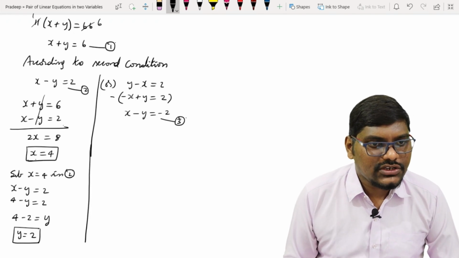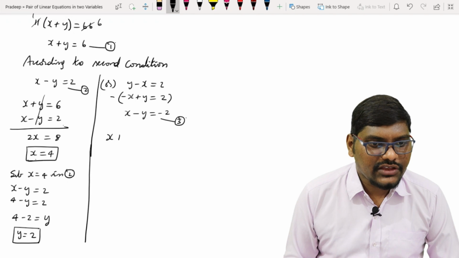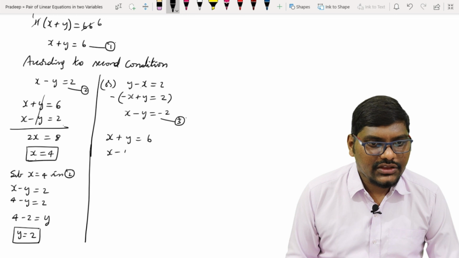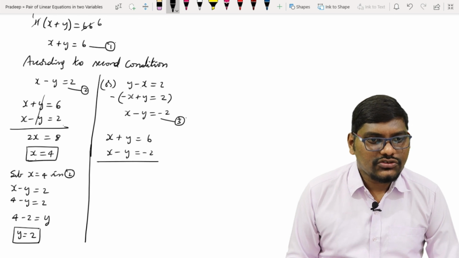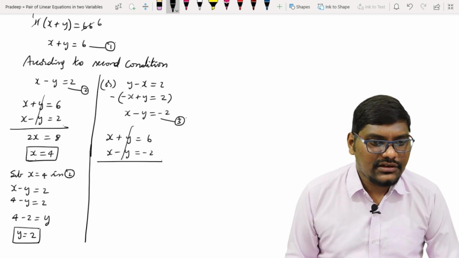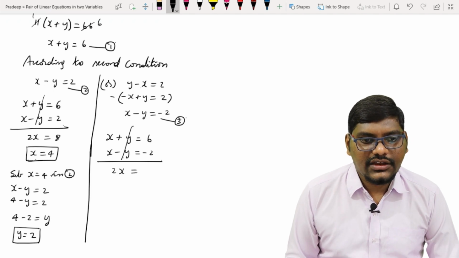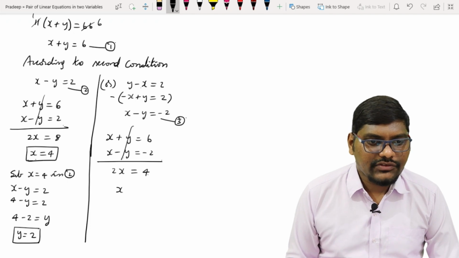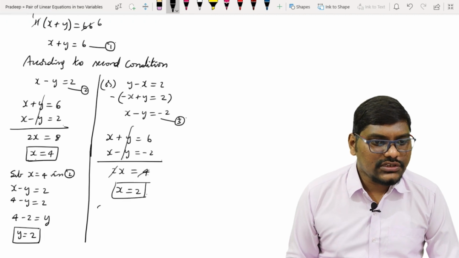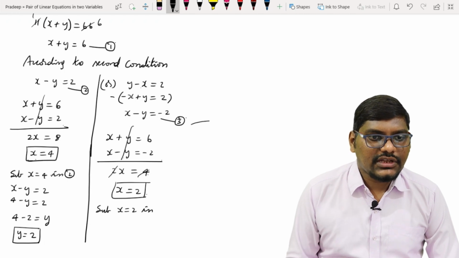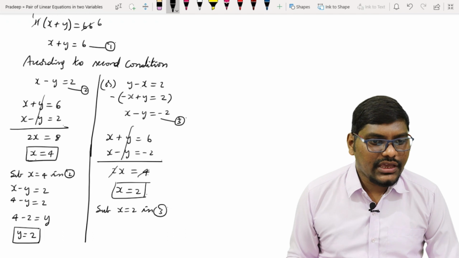The same thing we will do here also. For that, I can write the first equation as x plus y equal to 6, and the third equation is x minus y equal to minus 2. We'll solve this. Plus y and minus y get cancelled, so this is 2x equal to 6 minus 2, which is again 4. So the x value, 2 ones are 2 and 2 twos are 4, so x equal to 2 is the value. Now we'll substitute x equal to 2 in the third equation and see what we get.